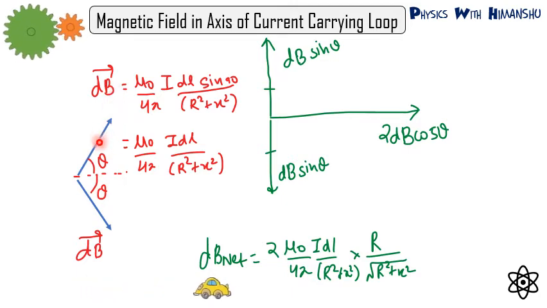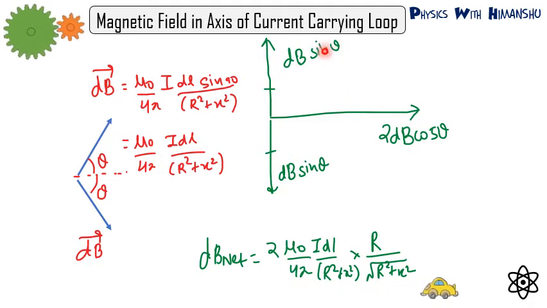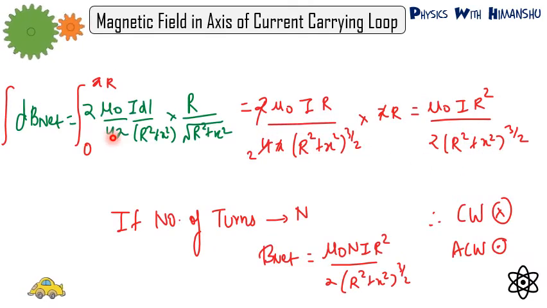So if I resolve this magnetic field, the horizontal component will be dB cos theta, vertical will be dB sin theta. Similarly for the lower magnetic field, dB sin theta, dB cos theta, both the dB sin theta will cancel out. So net magnetic field will be 2 dB cos theta. Now what we'll do is we'll integrate this equation.